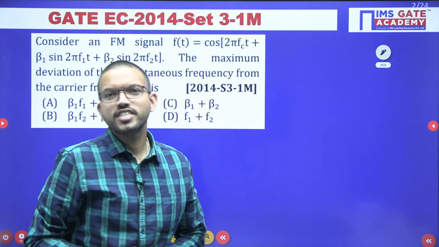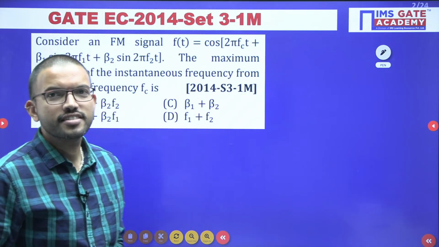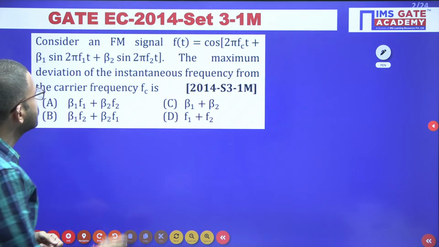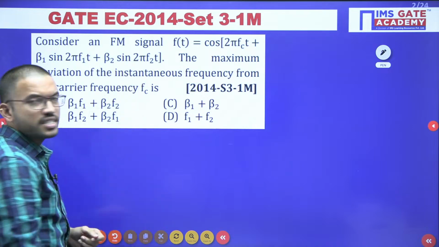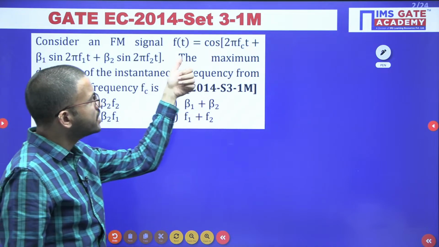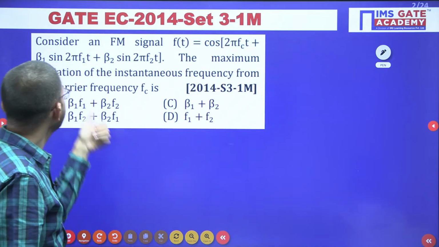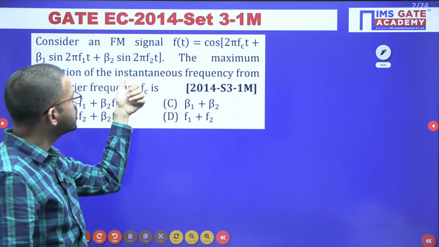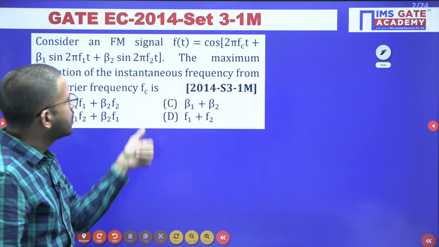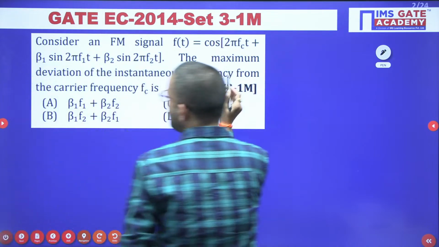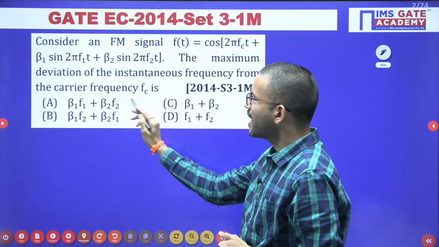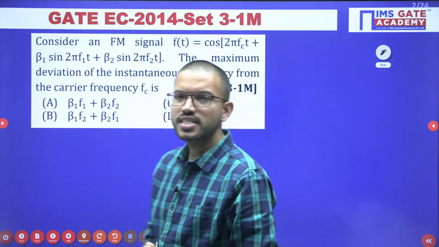Yes, very good Manoj, excellent. Option A is the correct answer. Right, so first let us read the question. In this question they have given an FM signal, represented as f of t equal to cos of 2 pi fct plus beta 1 sine 2 pi f1t plus beta 2 sine 2 pi f2t. Now they are asking the maximum deviation of the instantaneous frequency from the carrier frequency.